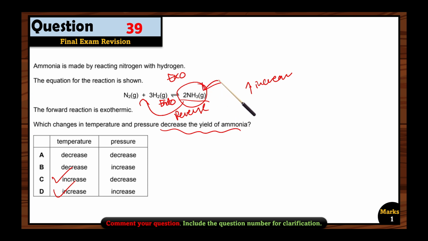So we should not increase the pressure, we should decrease the pressure. Because if we decrease the pressure, it will help the side that is more in number. So it will help the reactants, and we have to decrease the yield of ammonia, right? So that's why we can decrease the pressure and we can increase the temperature. So option C is the right option.